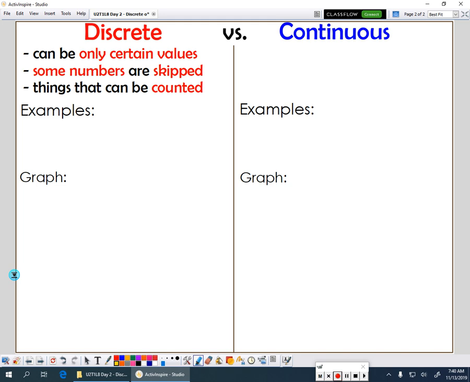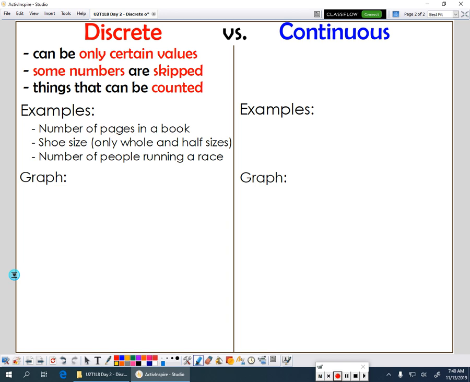So some examples of discrete functions are the number of pages in a book. You could count the number of pages in a book. Or a discrete function might include shoe size, where you're only talking about certain values, like the whole and half sizes of shoes. Or finally, the number of people running a race. Again, that's something that could be counted.